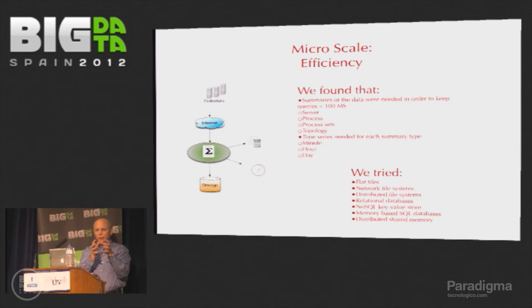And then we'll take all that data and aggregate it into a minute summary. So server summary per minute, process summary per minute, process sets per minute, topology per minute. Then we'll aggregate that minute data into hour data, and then we take that hour data and aggregate it into day data. So we end up with 12 different summaries as you go through all this processing, okay?